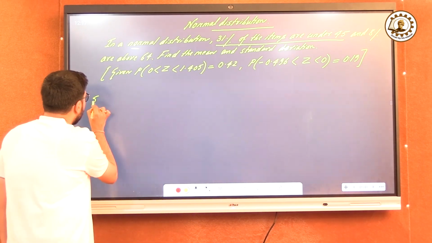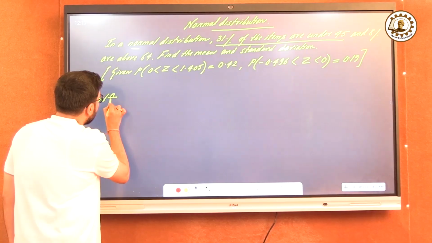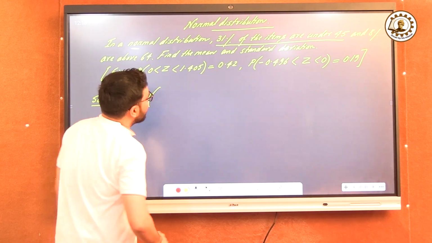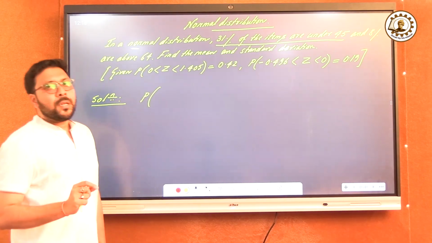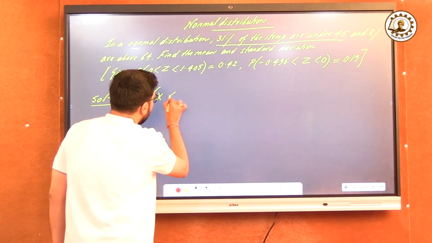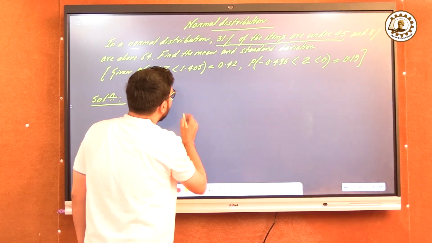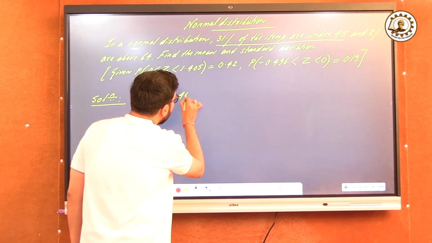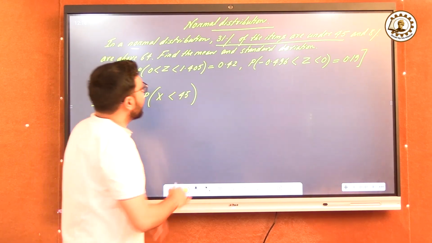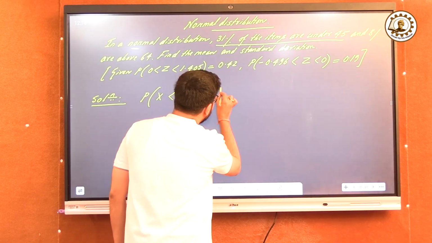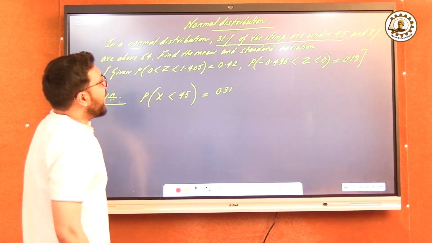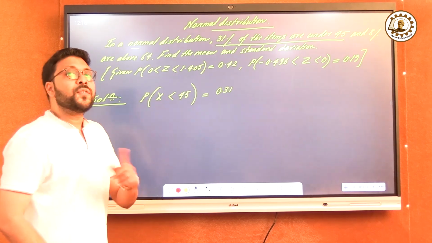See, probability, I am considering a random variable which is x. Here, the probability that the random variable will lie under 45, its chance is given as 31%, that means 0.31. And 8% are above 64.